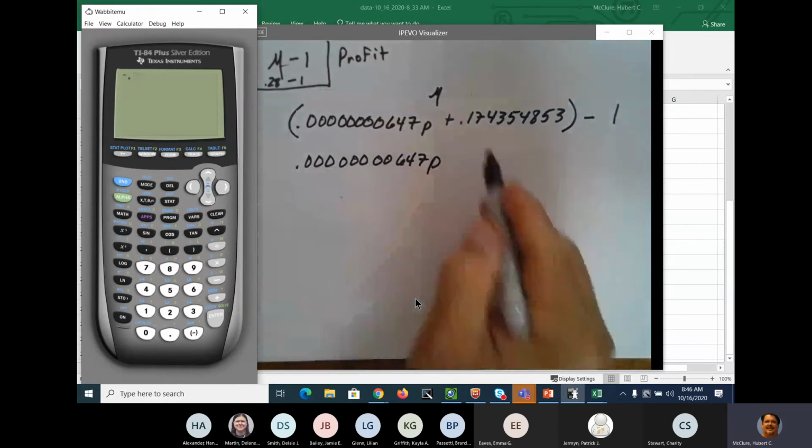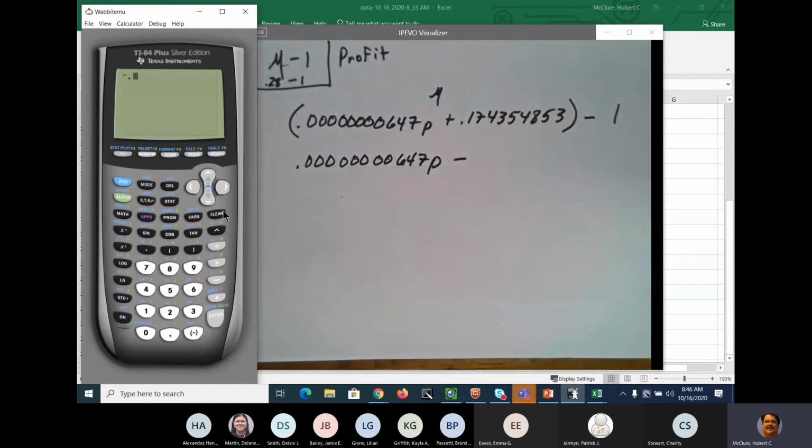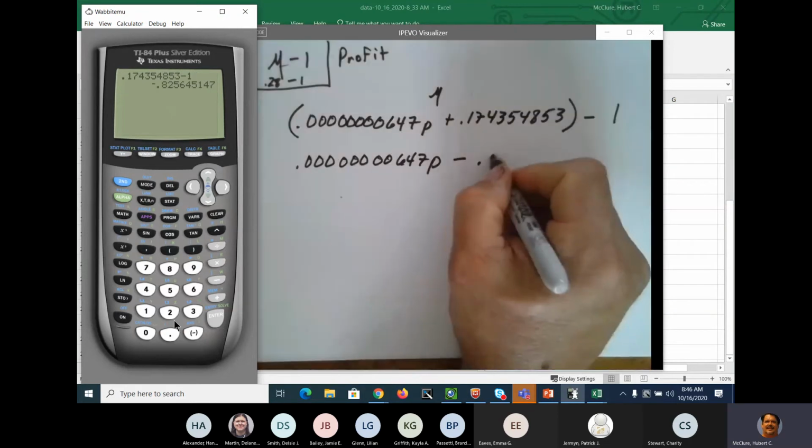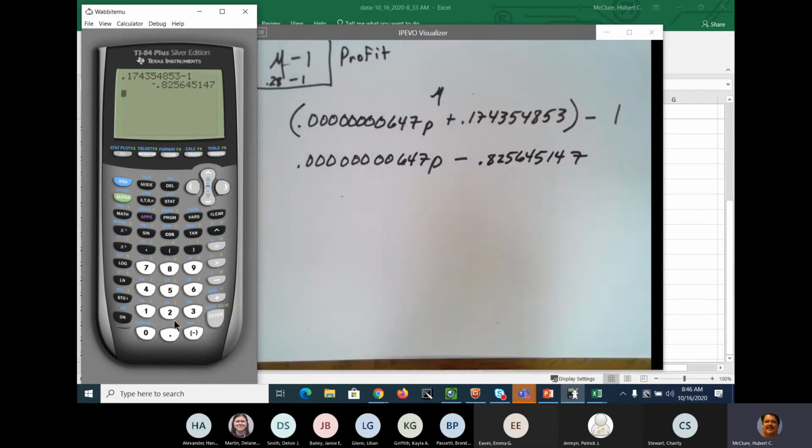And then you get 0.00000000647p, and this right here is going to be a negative. Let's do that in the calculator. I knew when I saw that positive turn into a negative that I had left something out. All right, so 0.174354853 minus 1 is 0.82564547, negative. And now that's equal to 0.